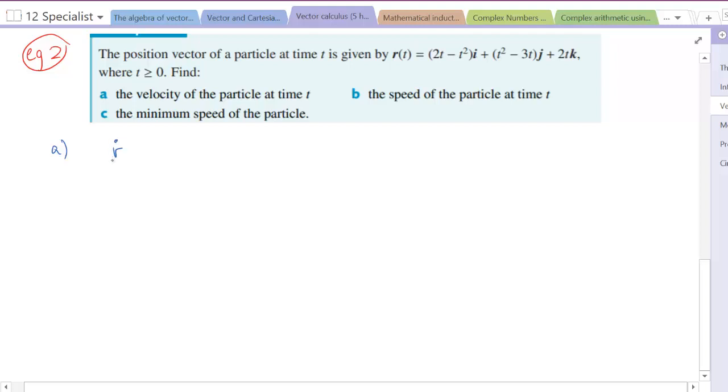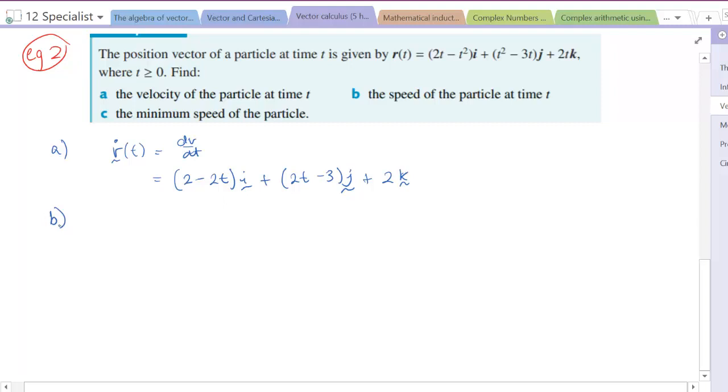So we're looking for r dot, and we know that's going to be dr dt. So we're looking at the derivative of each of these components separately. The derivative in the i direction, derivative of 2t take t squared, is going to be 2 subtract 2t. The derivative in the j direction, derivative of t squared take 3t, will be 2t take 3. And then finally the derivative in the k direction, derivative of 2t, is simply going to be 2. So there we have it, there's our velocity function.